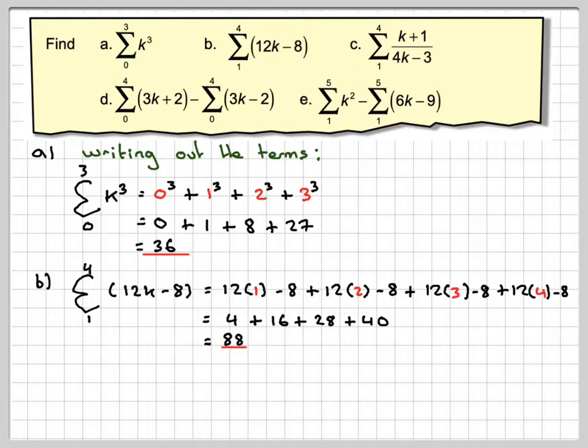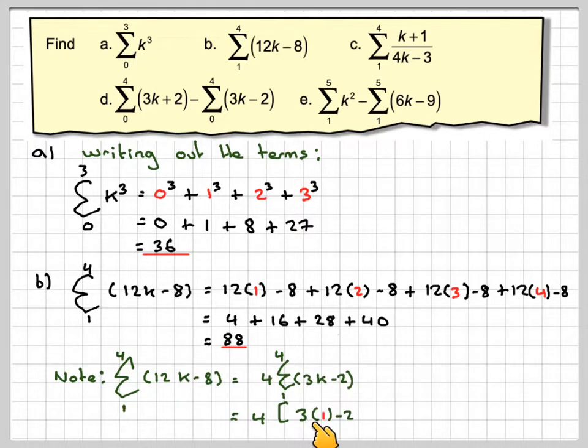Now, you might want to have considered doing this. We notice here that there's a common factor of 4. And now, if we've got a common factor of just a number, a constant, you can take it outside of the sum. So this will become 4 times the sum from 1 to 4 of 3k minus 2.